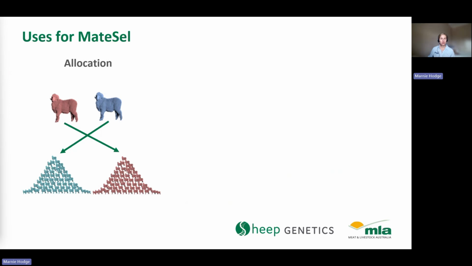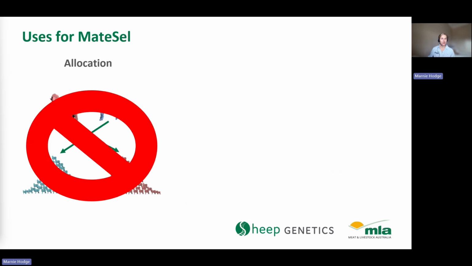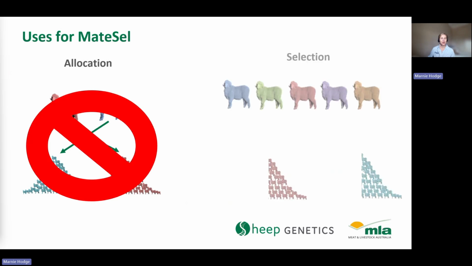We don't want to say, here's my group of ewes that I want to join, and here are the two sires that I could potentially join from. It's not the most optimal use of MateSel. We want MateSel to be actually optimizing the potential progeny outcomes, not just us dictating the joinings and hoping that MateSel will identify correctly. It's not the best case use for MateSel. What we want to use MateSel for is selection instead, so selection over allocation.